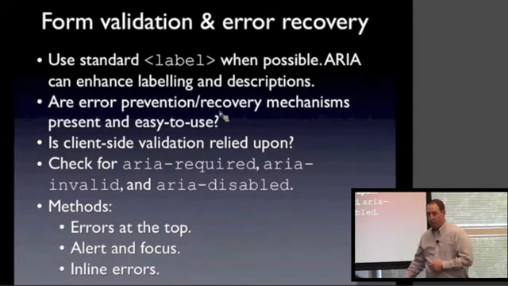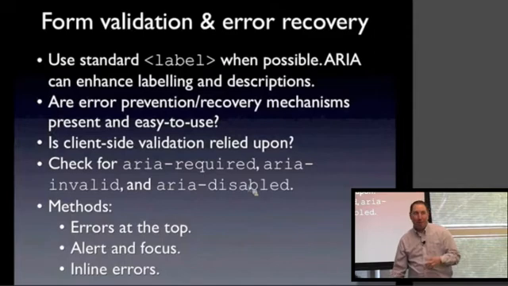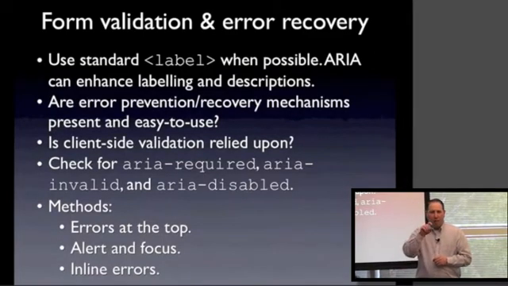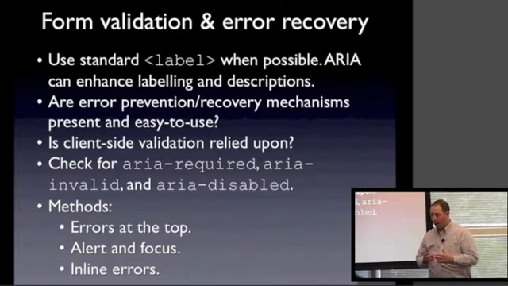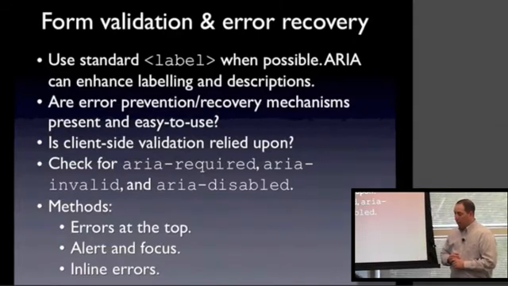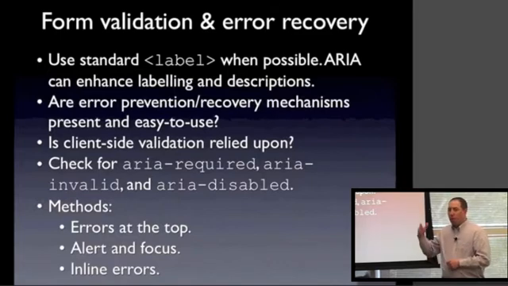I have a friend that has cerebral palsy. He has tremors in his hands. It's really hard for him to track down and click right on a checkbox. If you use appropriate labeling, he can click anywhere on the text label and the checkbox will become focused or activated. Where you can't use a label alone, that's where ARIA can come into play.